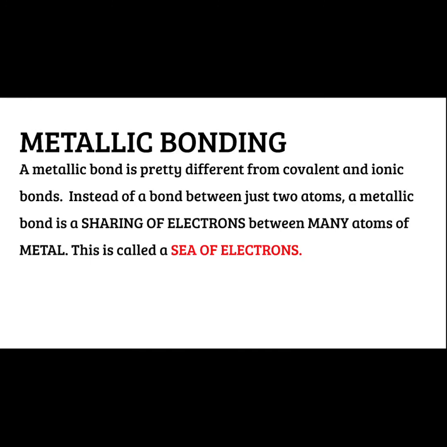Lastly, we need to talk about metallic bonds. These are a lot different from covalent and ionic. Instead of just a bond between 2 atoms and the electrons either being shared or transferred, this one is going to be many atoms of a metal, so like gold, silver, zinc, things like that. And there's a sharing of electrons between many atoms. That sharing of electrons is called a sea of electrons. That's going to be really important to know.